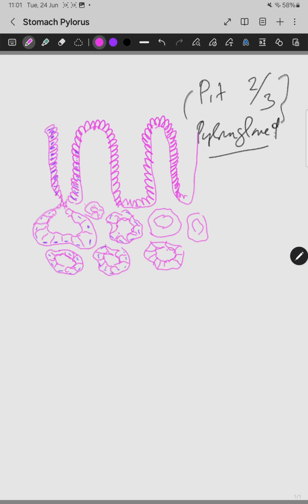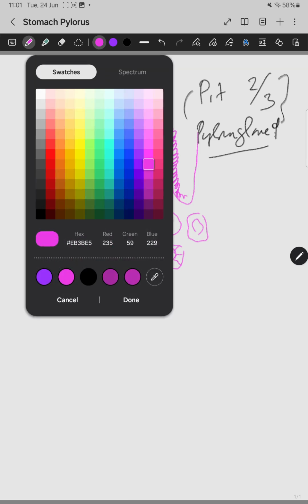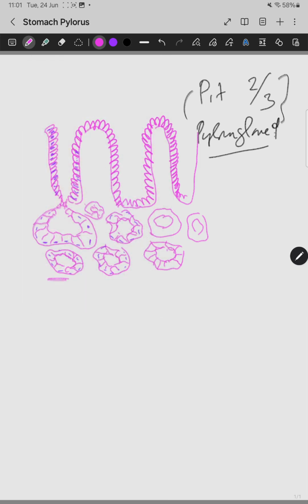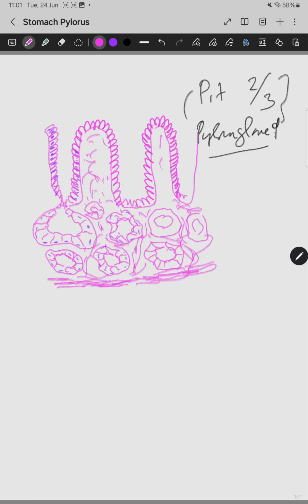And now we have to draw the muscularis mucosa. The muscularis mucosa is the same as that of the fundus. Just like that you can draw the muscularis mucosa. And here also we can see some extensions of the muscle into the intervening spaces of the glandular tissue. Along with that, we can see the connective tissue will also be present here. That also extends into the core, that is between the pits. You can see the connective tissue.